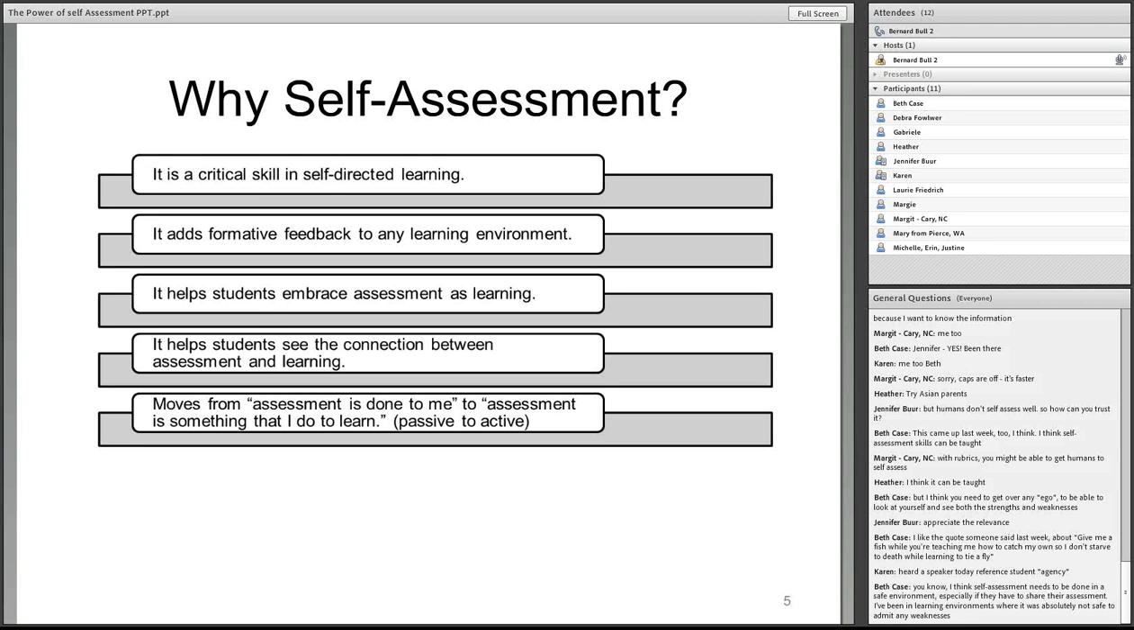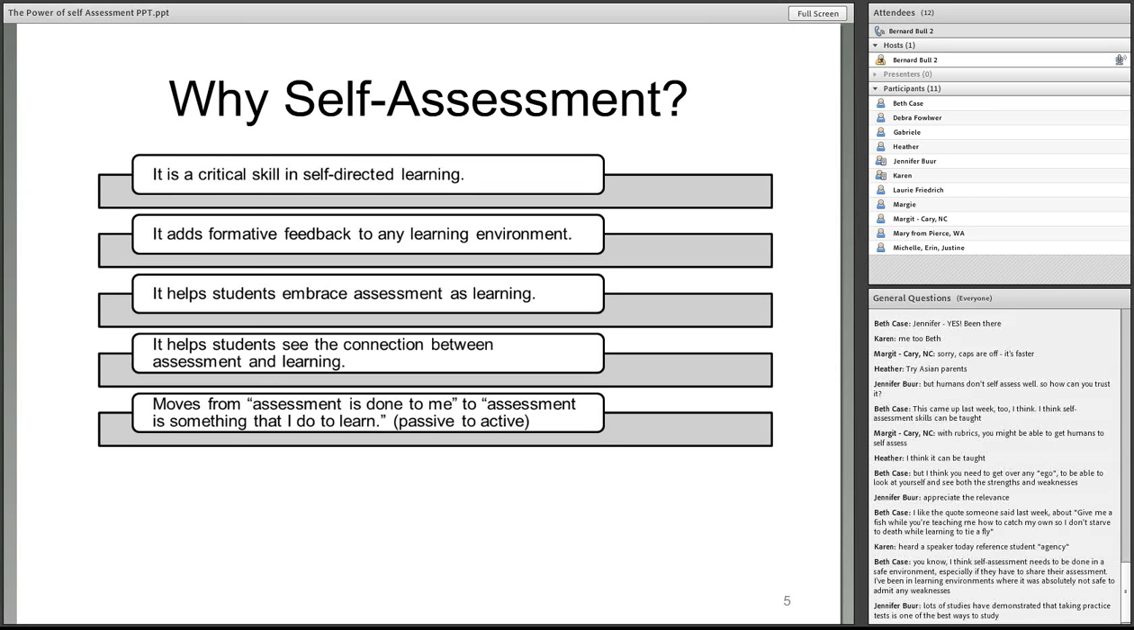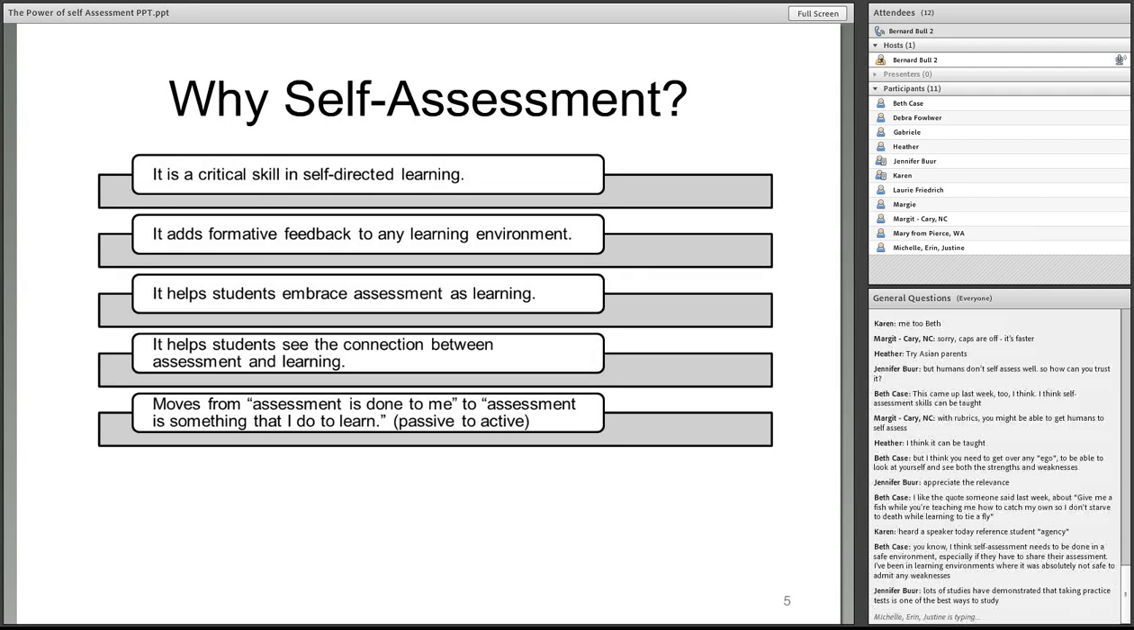A fourth is that it can help students to see the connection between assessment and learning. Many of you have probably run into this as well. There are many instances where learners just don't see the connection. Yes, Jennifer, exactly. Many studies demonstrate that practice tests are one of the more effective ways to study, and that lends itself toward the argument that formative feedback is one of the most powerful things we can provide to help students be successful. So it helps students make the connection between assessment and learning, though.